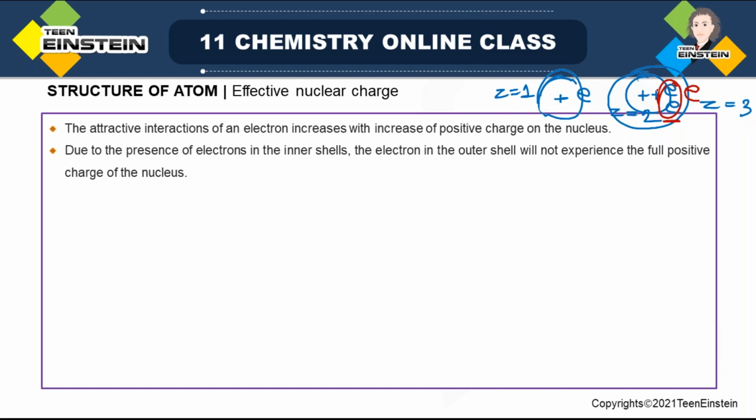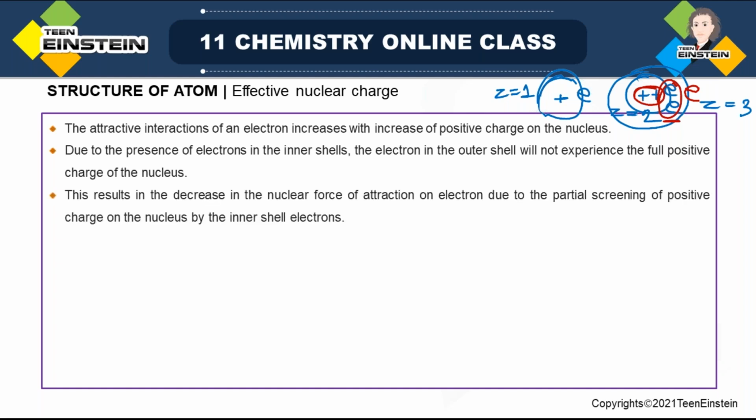So this outer electron should feel the total positive charge present in the nucleus. But because the inner electrons are present between the nucleus and the outer electron, there is a screening type of effect, and the outer electron cannot experience the actual positive charge present. It experiences something lesser than that, because of the screening by inner electrons. This results in a decrease in the nuclear force of attraction on an electron because of partial screening of positive charge by the inner shell electrons.